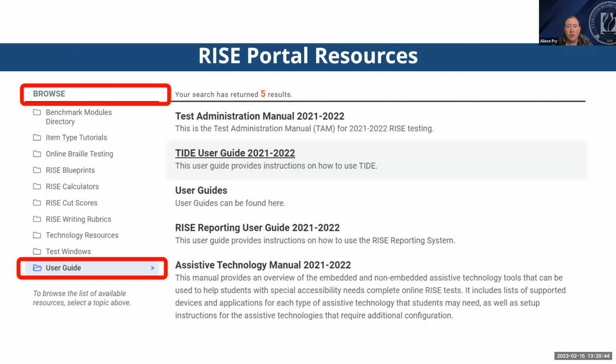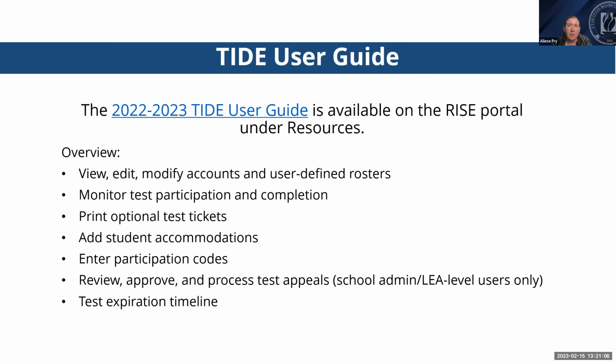To find these 3 helpful documents as well as the others, you just select the user guide folder under Browse. Again, there are lots of other available resources that you can browse through, like the benchmark module directory, writing rubrics, tech resources that we touched on at the beginning, things like that. But we're going to focus on the available user guides since they're the bread and butter for our test administration with the summative test. So here's a TIDE user guide overview.